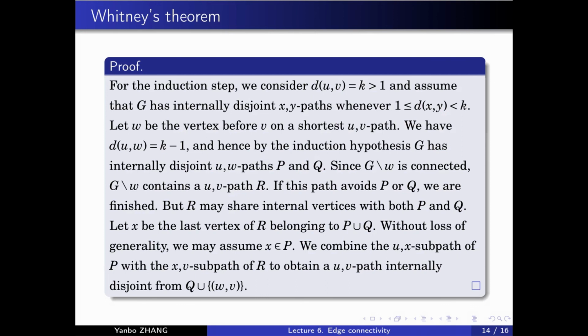Let's see the formal proof. Let x be the last vertex of R belonging to P union Q. Without loss of generality, we may assume x belongs to P. We combine the ux subpath of P with the xv subpath of R to obtain a u-v path internally disjoint from another path Q union wv.